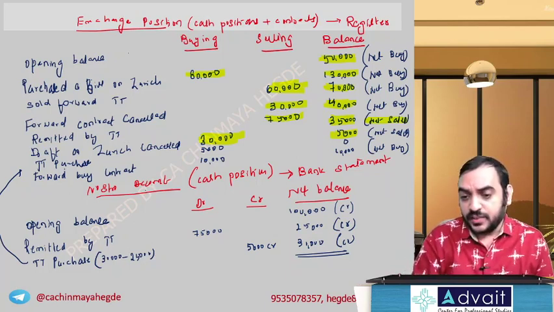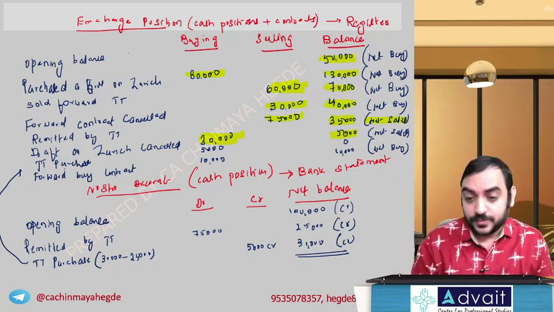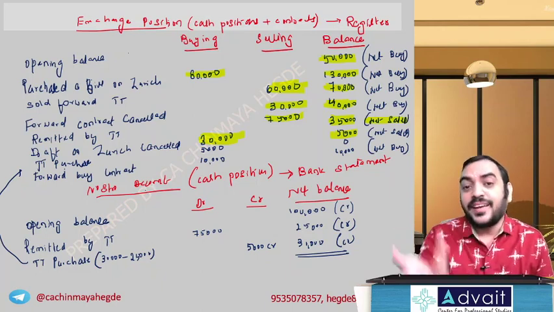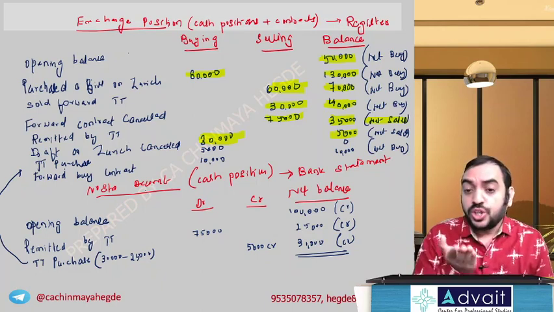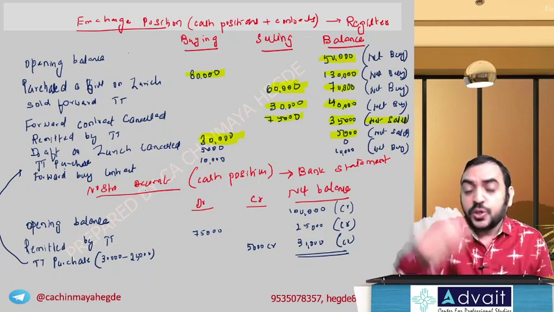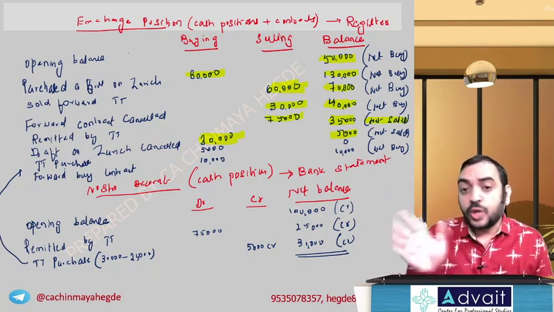Remitted by TT means we have received a payment, correct? No. Remitted by TT means we have remitted. We have given. We have not received a payment. Means it's going out. As a dealer, you remitted Swiss franc to others. So your Swiss franc balance will come down. We are only talking about Swiss franc balance. We are not talking about rupee.